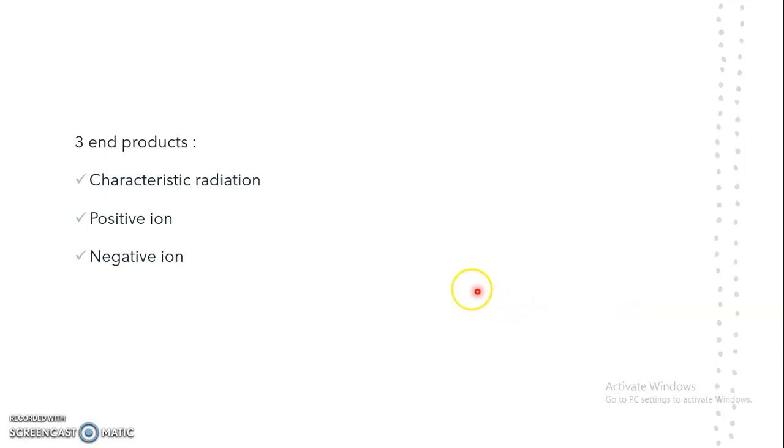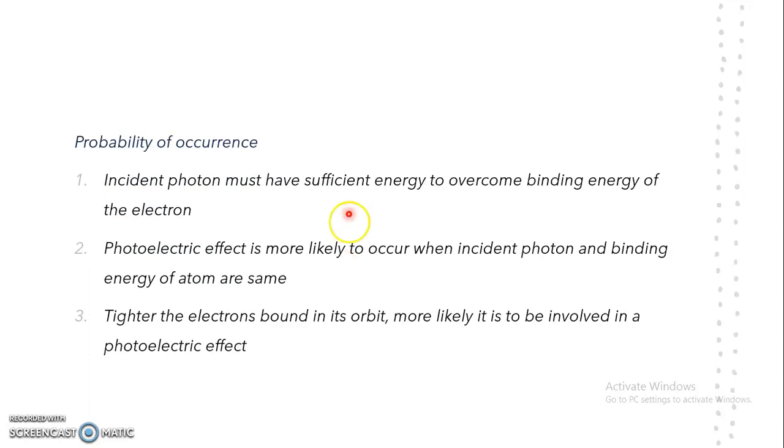So by the end of the photoelectric effect, we will be getting 3 end products: characteristic radiation, one positive ion, that is free electron, and a negative ion, that is the electron hole which is filled by a higher energy shell electron. So, probability of occurrence of photoelectric effect.